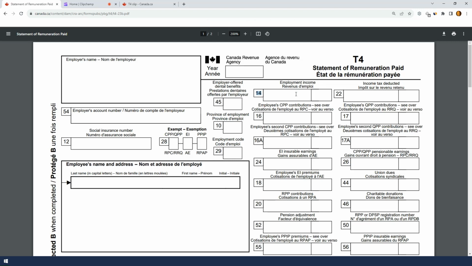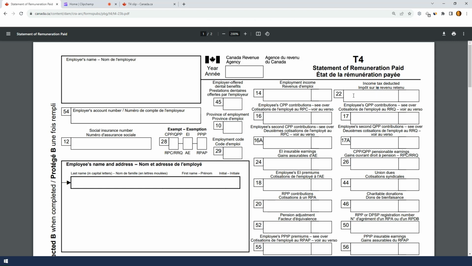And honestly, I think the second most important box on your T4 is box 22. That's your income tax deducted throughout the year. The reason that's important is because it's going to determine whether you're getting a refund this year when you do your tax return or whether you're going to have a balance owing. Because if you watch my video on understanding or reading your tax return, I mentioned that in order to know if you have a refund or not, you need to have paid taxes, and you only get a refund if you pay too much taxes.